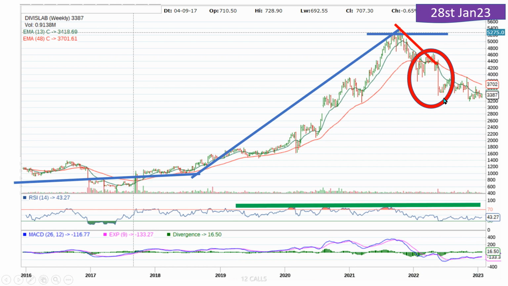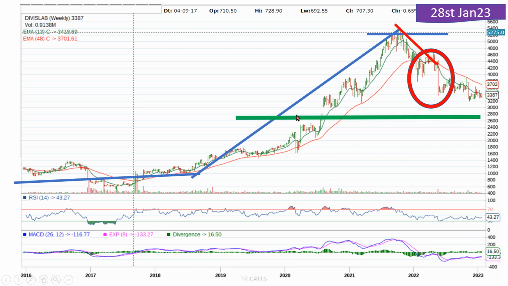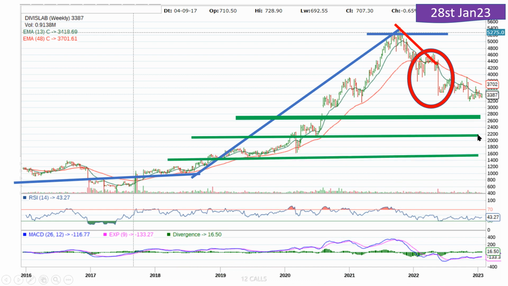So let's look into some of the supports. The next support comes here, which was a gap up from here, so this may act as a support. Somewhere around 2800 is the next support on the share. The next support comes around here, 2200, and the next major support comes somewhere around here, 1550 or 1600. The current price of the share is 3387. So it's almost double from these prices.